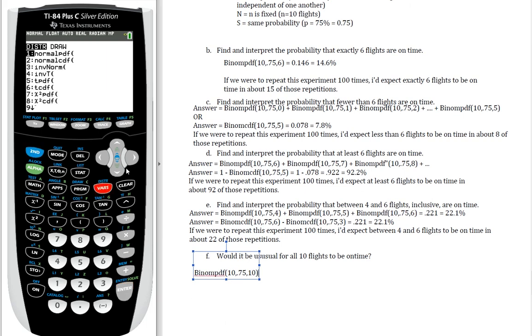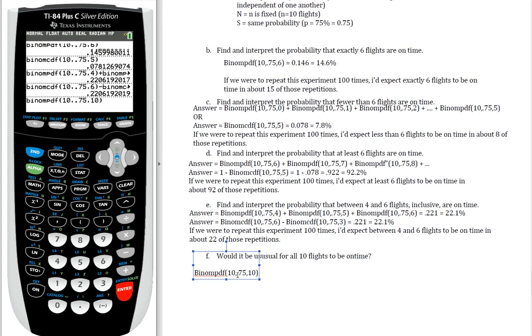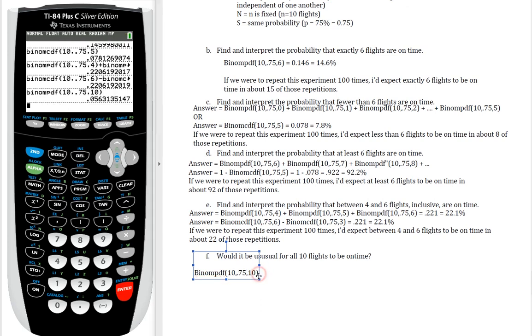So I'm going to run Binompdf for 10 trials, probability of success 0.75, and in this case I want to see what the likelihood of all 10 of them being successes is. I run that and I get a pretty small number. I get about 0.056 or 5.6%.